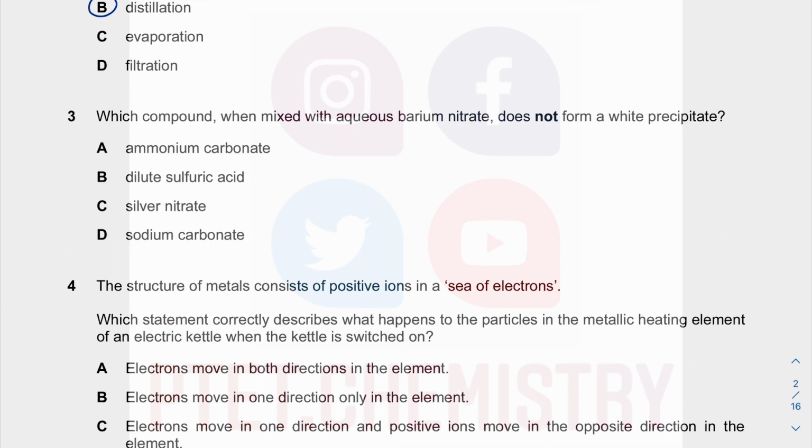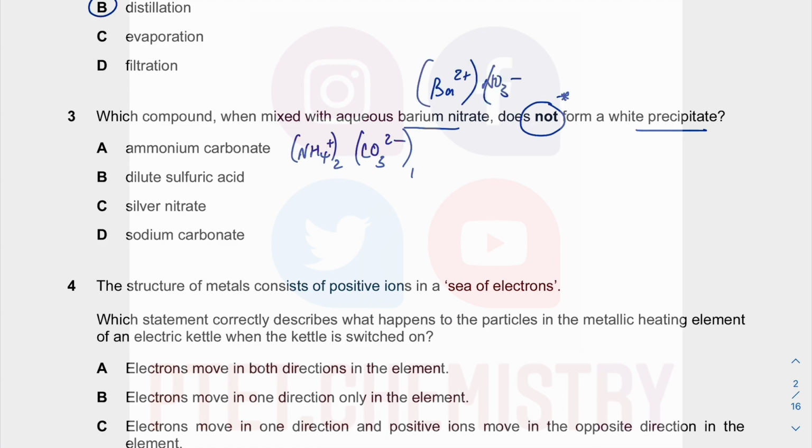Okay, so which compound, when you mix it with aqueous barium nitrate, does not give you a white precipitate? Alright, so here you have ammonium carbonate, NH4+, CO3 2-. The LCM of 1 and 2 is 2, so you need 2 of these and you need 1 of these. Barium nitrate, think about it, the LCM again is 1 and 2, so that means your formula is going to be Ba(NO3)2. That's why you see the formula written as barium nitrate. Barium NO3 twice, this one will be NH4 twice, CO3.